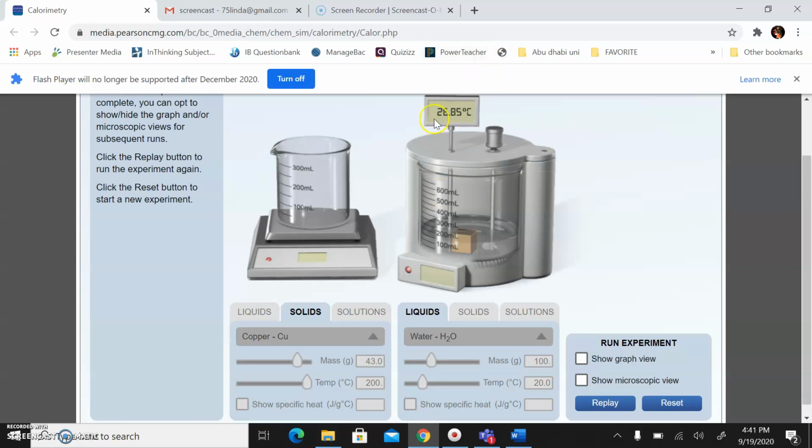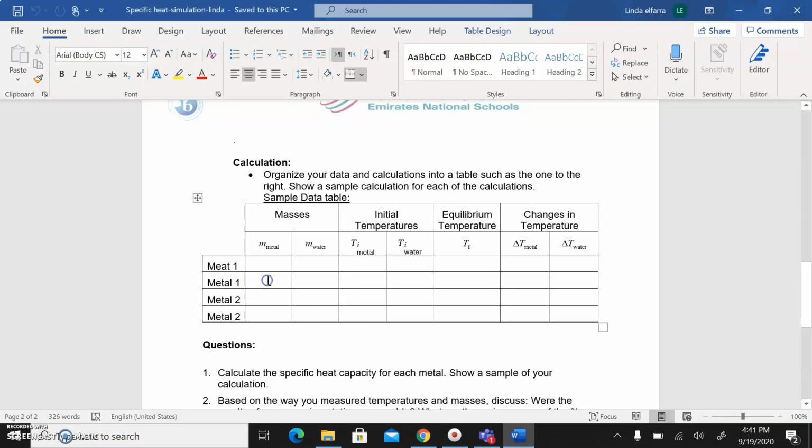You see, it reached the equilibrium. This one I have to record again here in the table. I go here, I write the mass that I chose for the metal. I write the mass of the water, the initial temperature of the metal, it was 200, for water 20 doesn't change, and the final temperature.